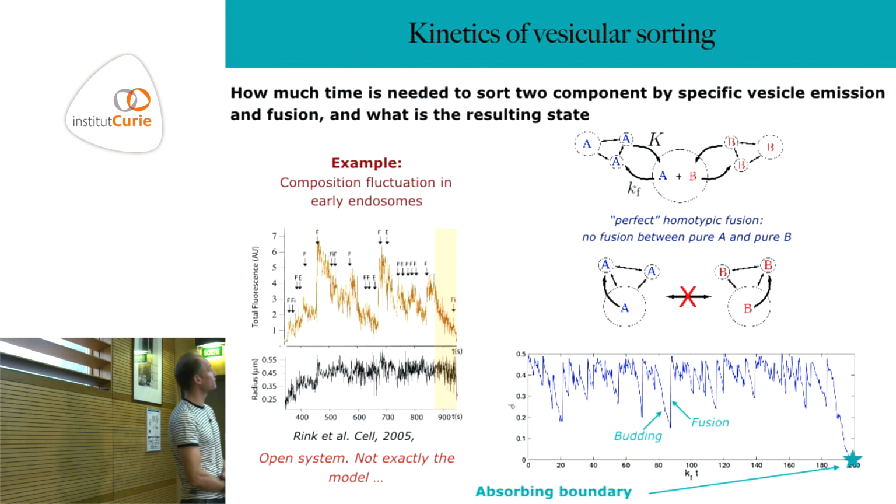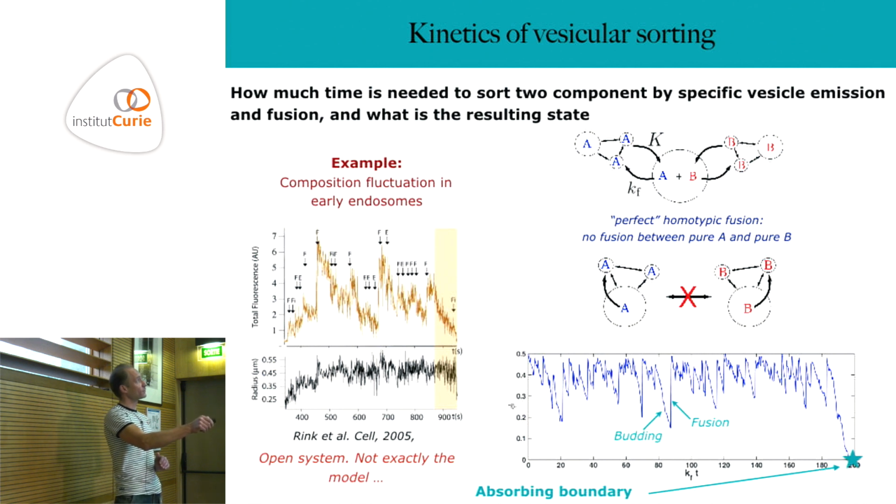So let's first look at vesicular sorting, and here again I'm showing the stochastic fluctuation of the composition of cis identity in an early endosome. And this is a simulation of this process. So you start with a mix of A and B, and then you remove B's by budding and fusion. But these B's that have been removed by budding can fuse back with the mother compartment.